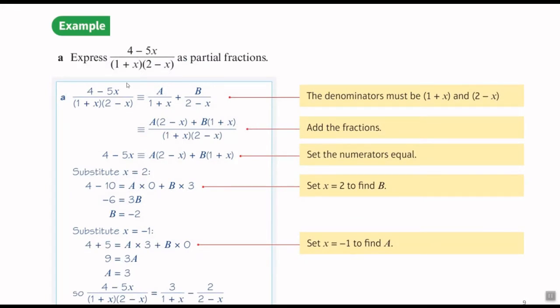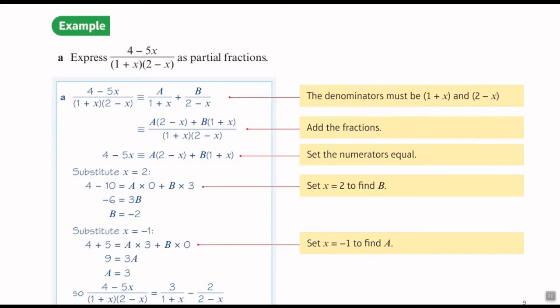Next example. Express 4 minus 5x divided by 1 plus x times 2 minus x as a partial fraction. So we can write a constant divided by the first factor, and a constant divided by the second factor. You can see these two factors, the first factor and the second factor.